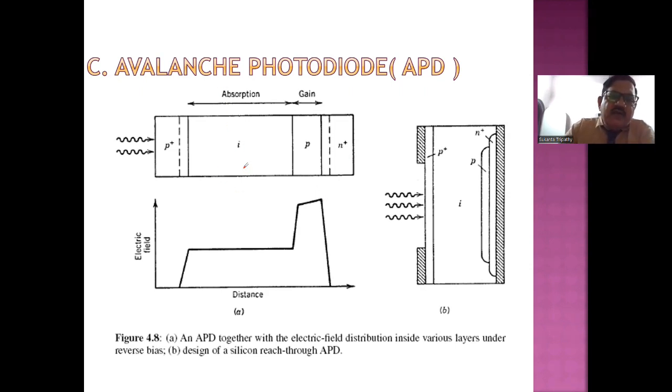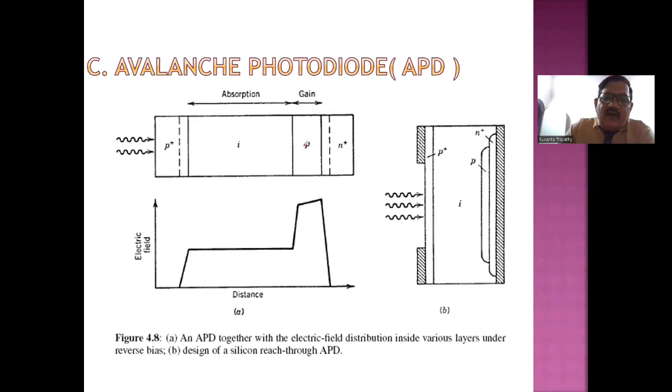Suppose you put light here in the intrinsic region, then the electrons and holes will be produced, and the electrons will be subjected to this high electric field. Therefore, they will try to escape out of this with very high velocity, because the electric field is high, they will be accelerated, right?